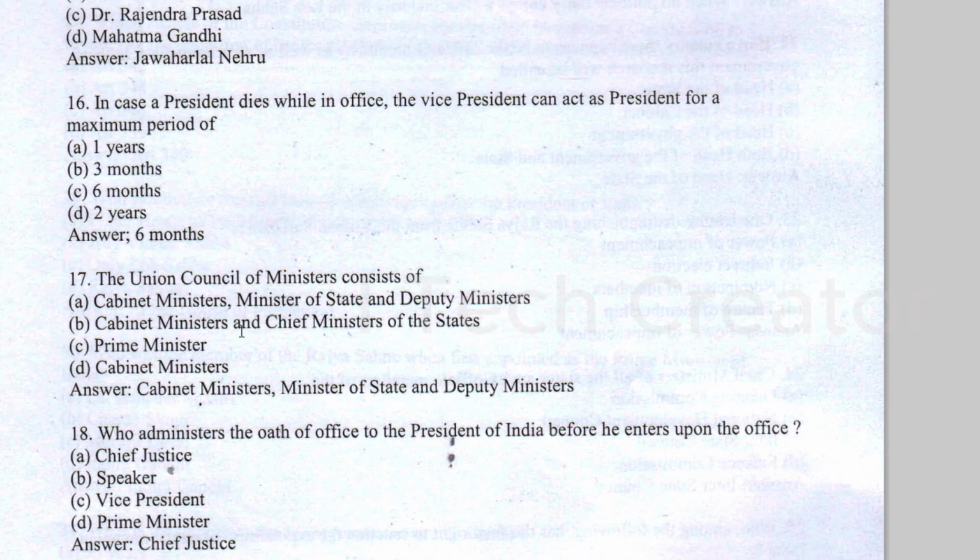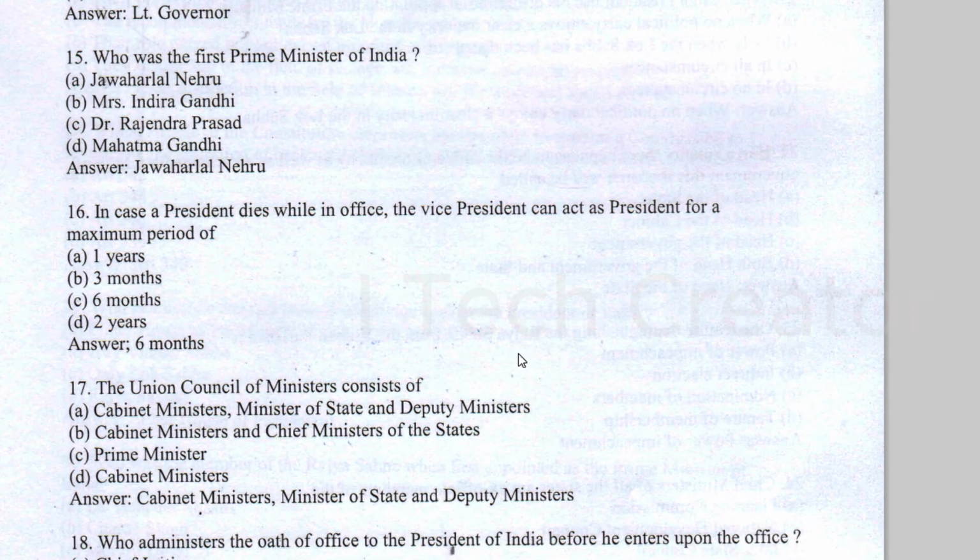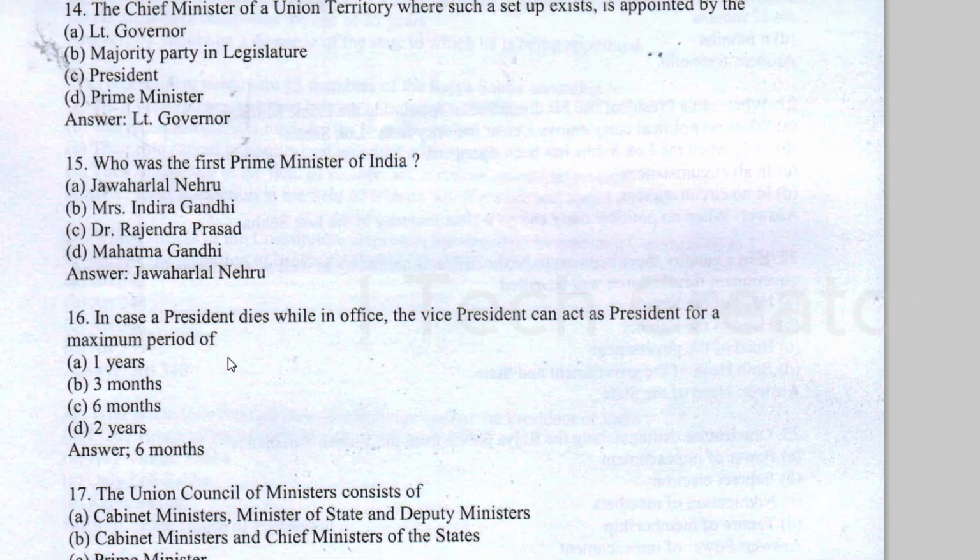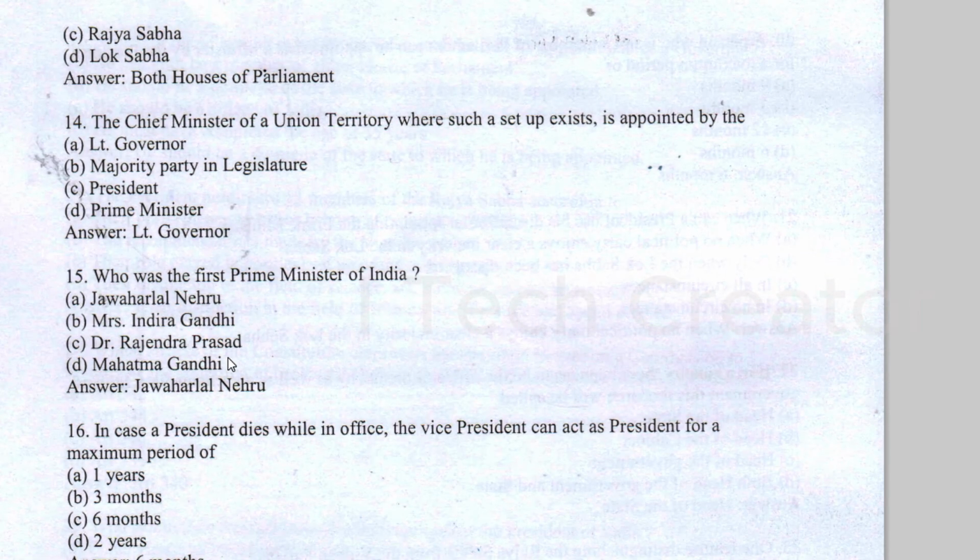The Union Council of Ministers consists of cabinet ministers, ministers of state and deputy ministers. In case a president dies while in office, the vice president can act as president for a maximum period of 6 months. Who was the first prime minister of India? Jawaharlal Nehru.